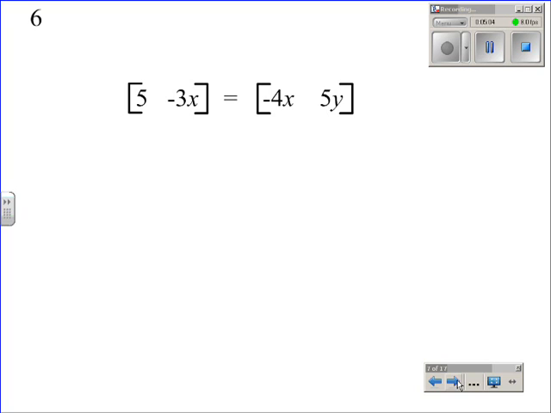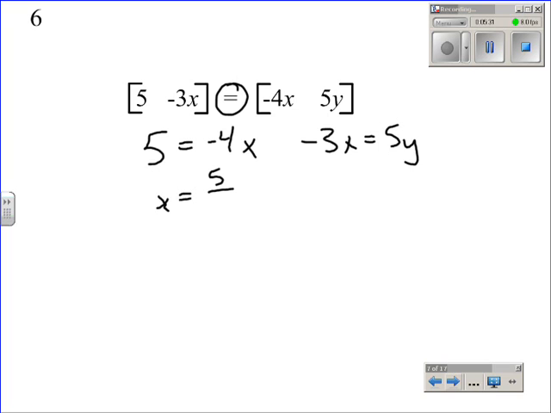This matrix problem is testing your knowledge of equality of matrices. When two matrices are equal, their corresponding elements are also equal. Therefore, we have two equations. 5 equals negative 4x, and negative 3x equals 5y. Solving the first equation for x gives us negative 5/4.